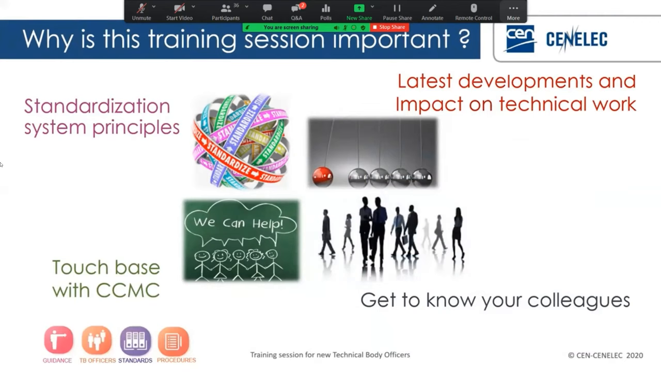It gives you the possibility to touch base with your CCMC colleagues, even if virtually this time around, and we hope to host you next year in the management center, because it's always a good opportunity to exchange and get to know the people. As said, this time is virtual, but we hope that you, in any case, get familiar with some of the people that will make the presentations, and that you can get in touch with them, if not during this day, also in the months and years to come.